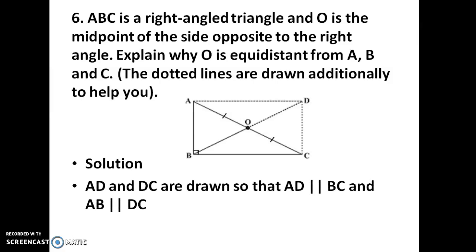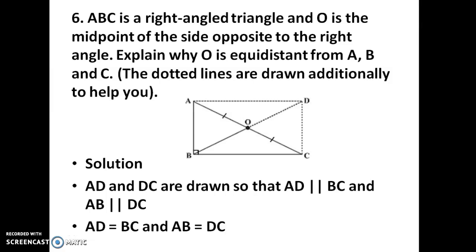So solution, AD and DC are drawn so that AD is parallel to BC and AB is parallel to DC. So like a rectangle now it is drawn. If you see simply ABC, it is like a right angle triangle. So we have drawn parallel lines opposite to BC and opposite to AB such that it looks like a rectangle.